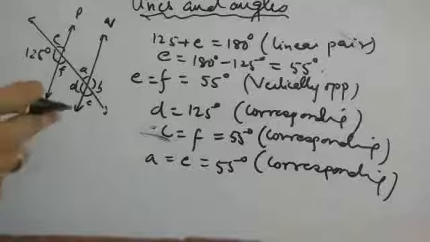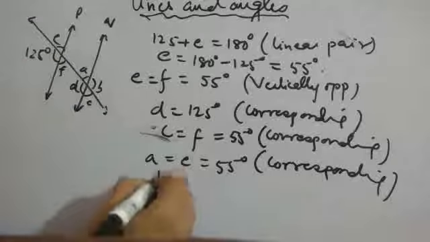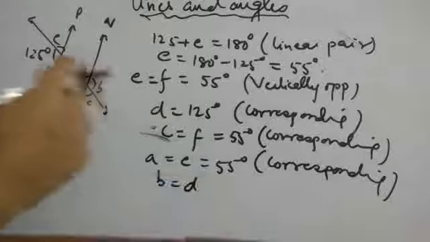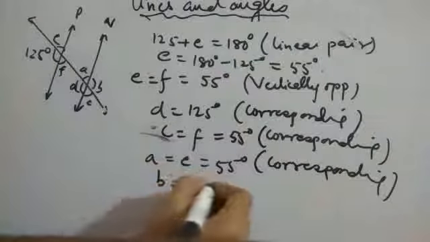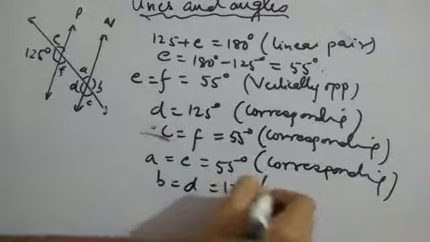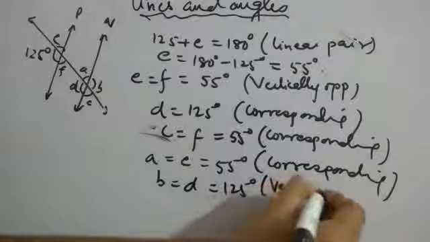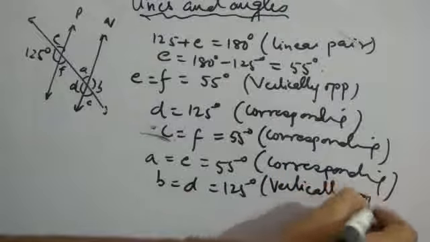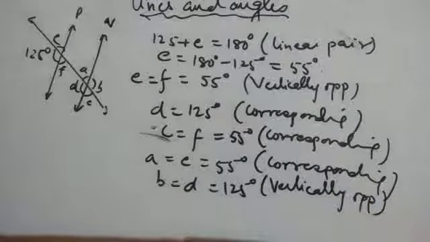Now here B will be equal to D. See, B equal to D equal to 125, vertically opposite, right? So this is how once we find any relation, the others we can find out from there.